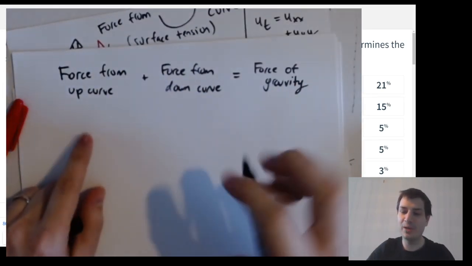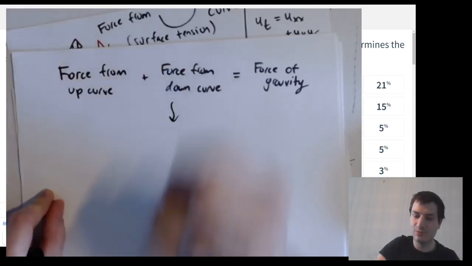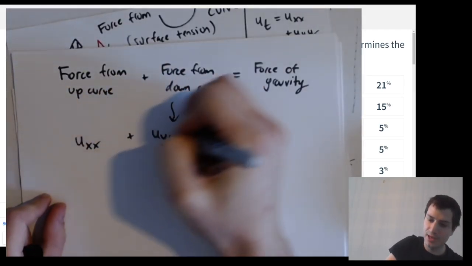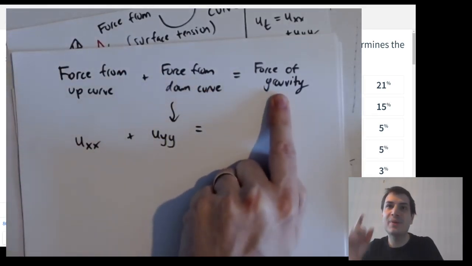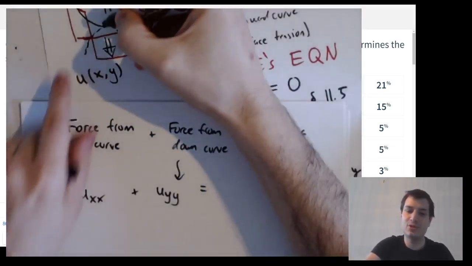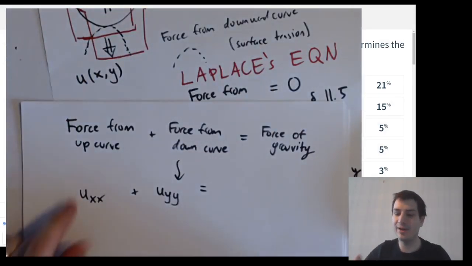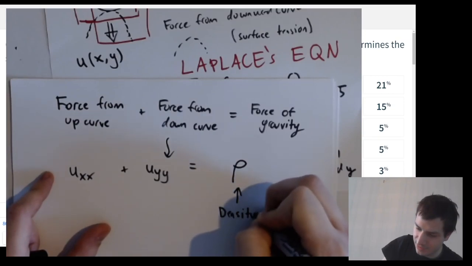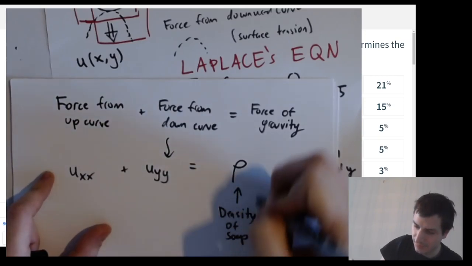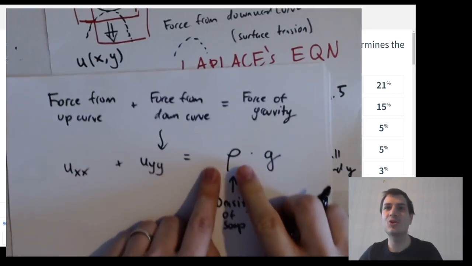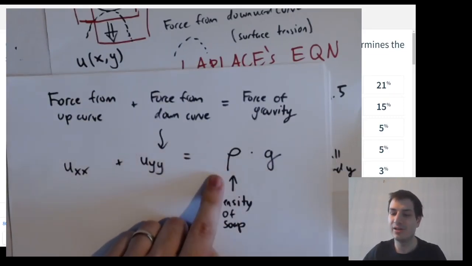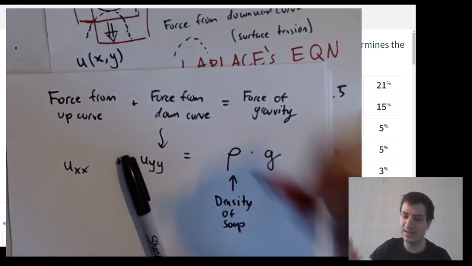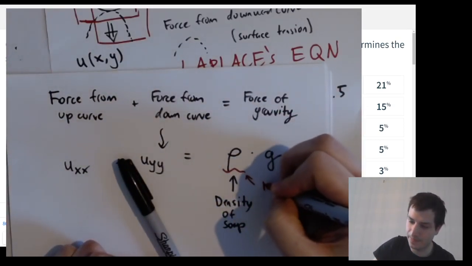And in something like a soap bubble, after you translate this into what it means for the u curve, this would be the u_xx plus the u_yy, and you would get a term over here. The force of gravity depends on how much it weighs. So you would look at a little piece of this, and how much that weighs, and you would end up with the density. I'm going to call this rho, the density of soap, times g. And because the soap is not very dense, it doesn't have a lot of mass, this term would be negligible. So because of this density term, it is approximately zero.